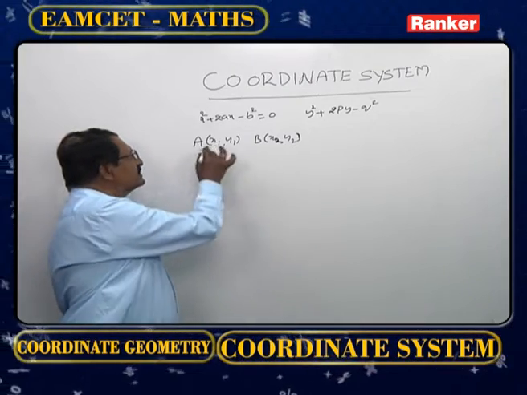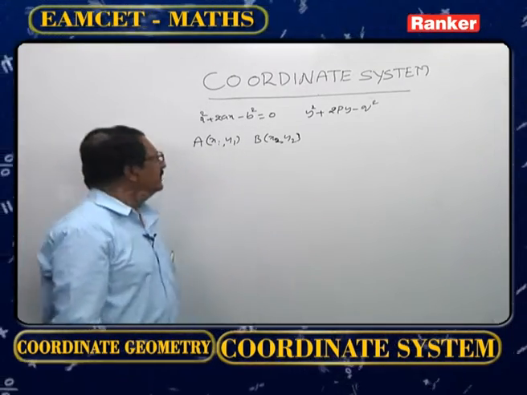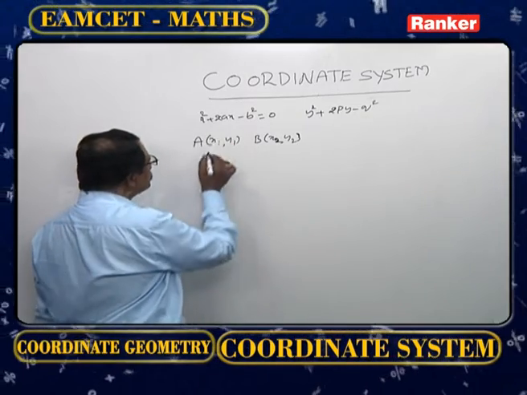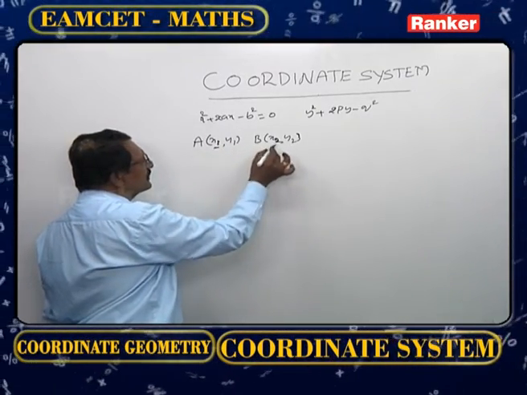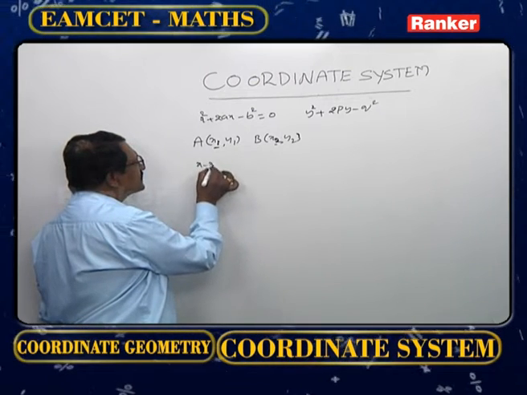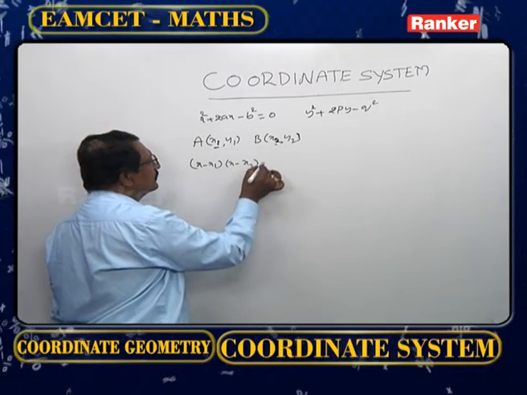Now we require the distance between A and B. Now the quadratic equation whose roots are x1 and x2 is x minus x1 into x minus x2 equals 0.